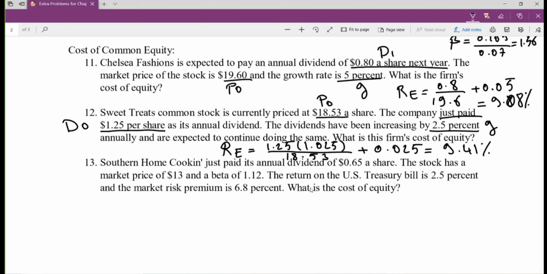Now for number 13. Southern Home Cooking just paid its annual dividend of 0.65. So once again, I have D0 because it just paid. So here I will write aside D0 equals 0.65. The stock has a market price of $13. So P0 equals 13. Beta is 1.12.